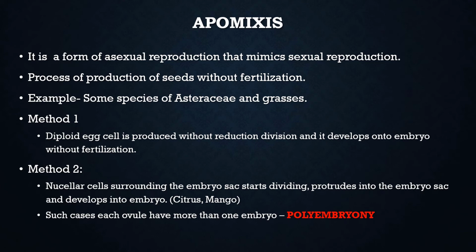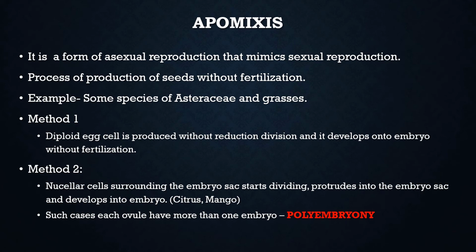Apomixis is a form of asexual reproduction that mimics sexual reproduction. Now, why do we say that? Because in this process we have seed formation, but it is produced without fertilization. Now, parthenocarpy, if you remember, is the formation of fruit without fertilization, but here we have seed formation without fertilization. Typically, we have learned that seed is formed only after sexual reproduction, but by this special process, some species of the Asteraceae and some grass species can produce seeds without fertilization.